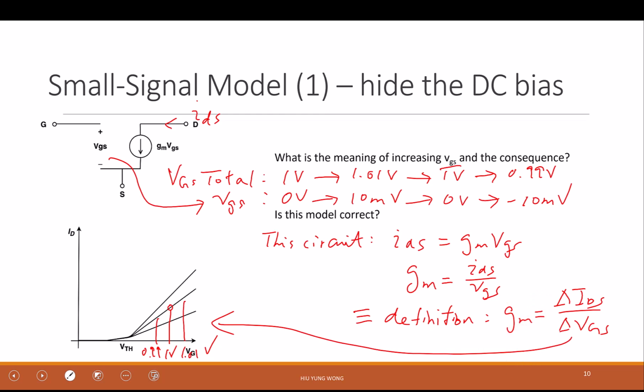Okay, here just to show you that this is a valid model. Indeed, if I have a small change in the gate, I will get a small change in the drain current through the relationship IDS equals gmVGS.